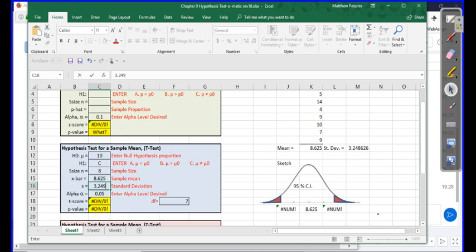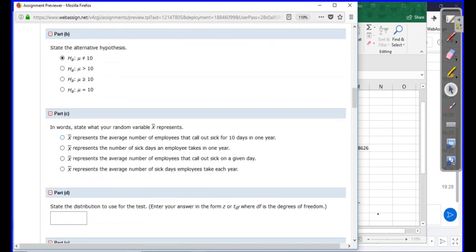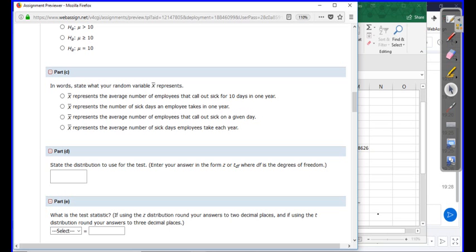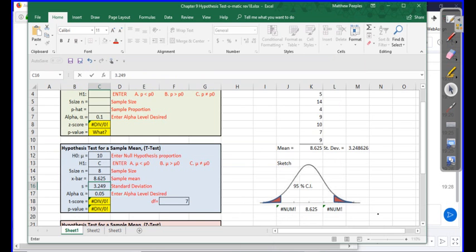All right, let's read what the rest of the problem says now. In words, let's state what our random variable x bar represents. So we're asking, does x bar represent the average number of employees that call out sick for 10 or more days in 1 year? Or the number of sick days taken by an employee in 1 year? Or the average number of employees that call out sick, or the average number of sick days an employee takes per year? Well, we're talking about number of sick days, and x bar is an average. So that number that we just saw in our Excel program, that 8.625, does represent the mean of our 8 employees and the mean number of sick days that they take.